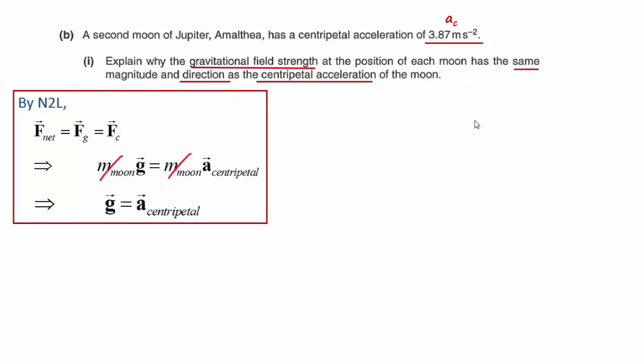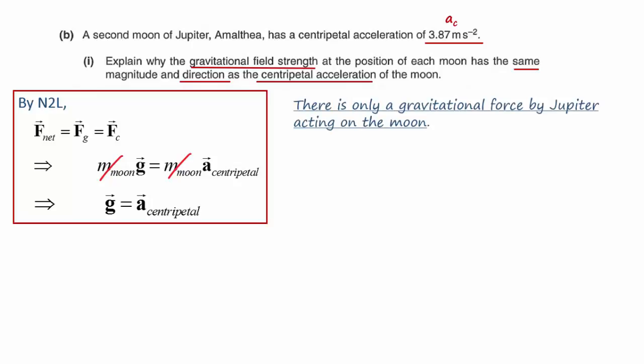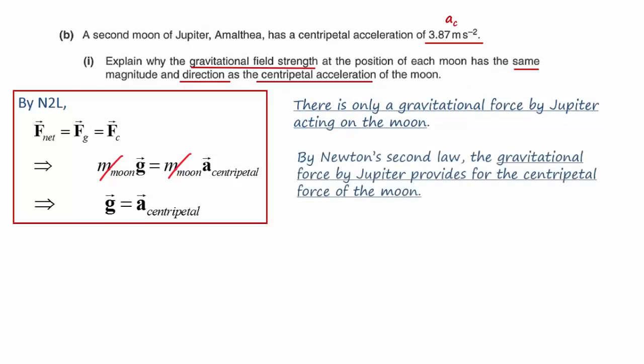We have the following key points. There is only a single gravitational force that's acting on the moon. Hence, by Newton's second law, the gravitational force by Jupiter provides for the centripetal force of the moon. But note that the question requests not for the force, but for the gravitational field strength to be the same direction and magnitude as the centripetal acceleration of the moon. Hence, the second point needs to link the force to the field.